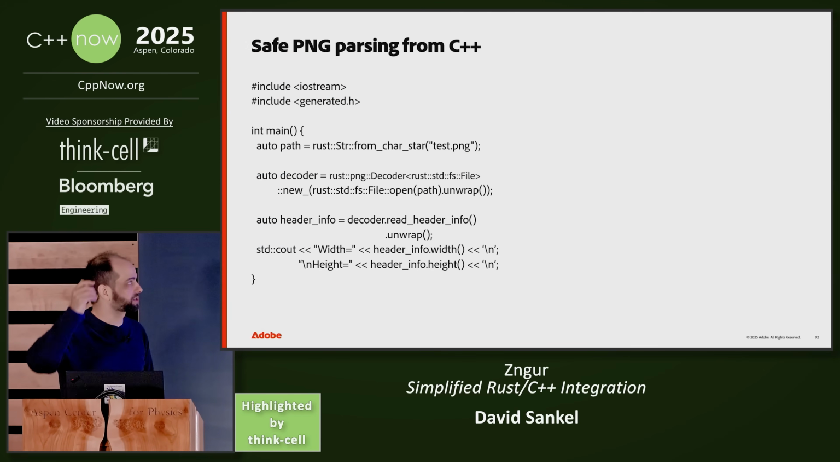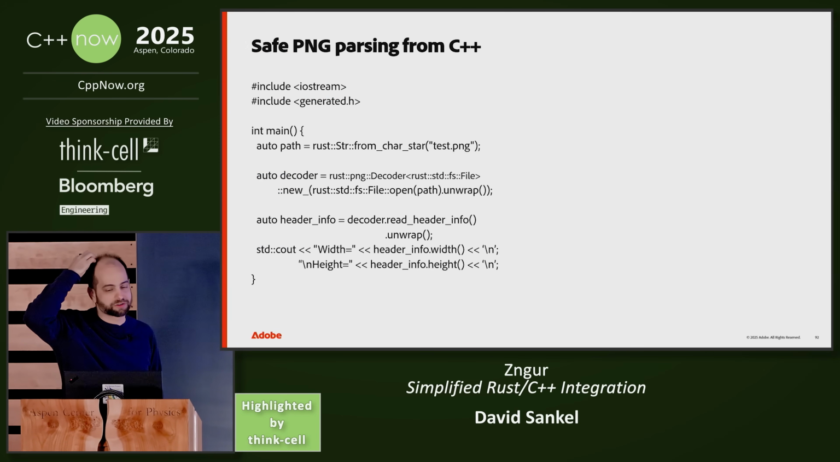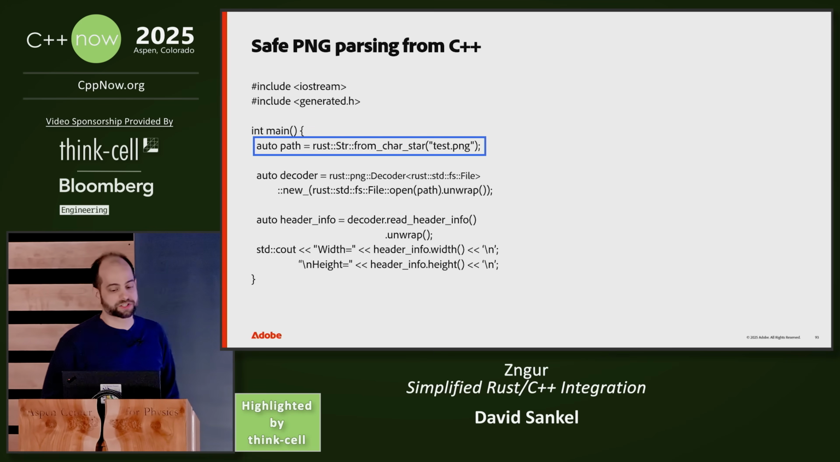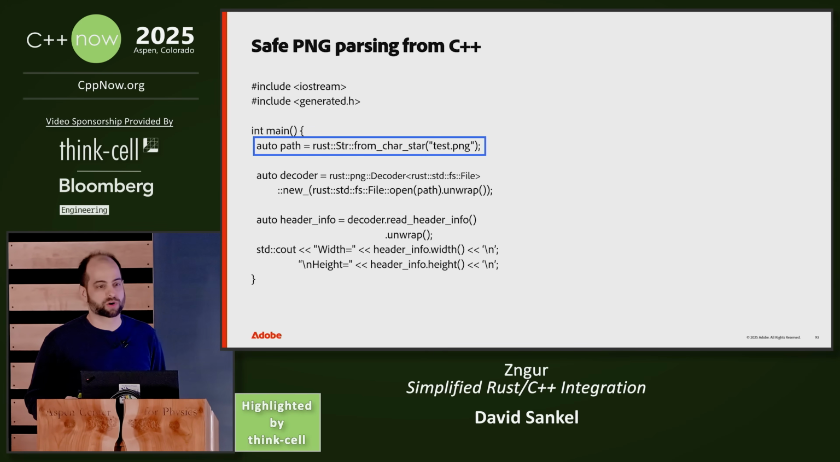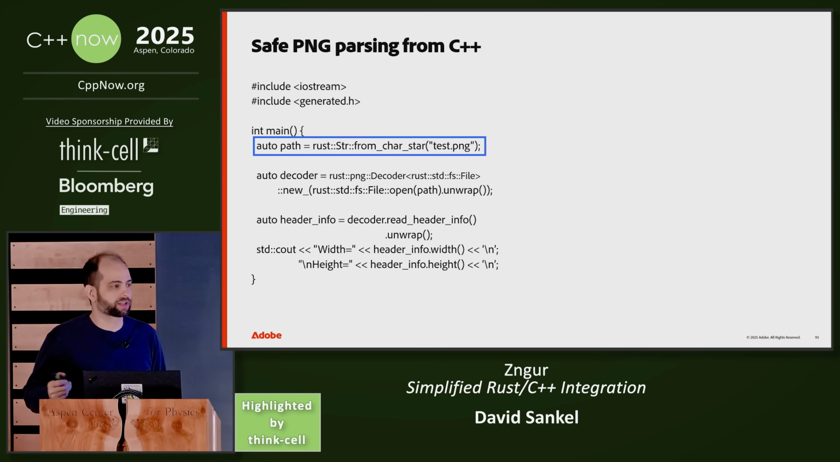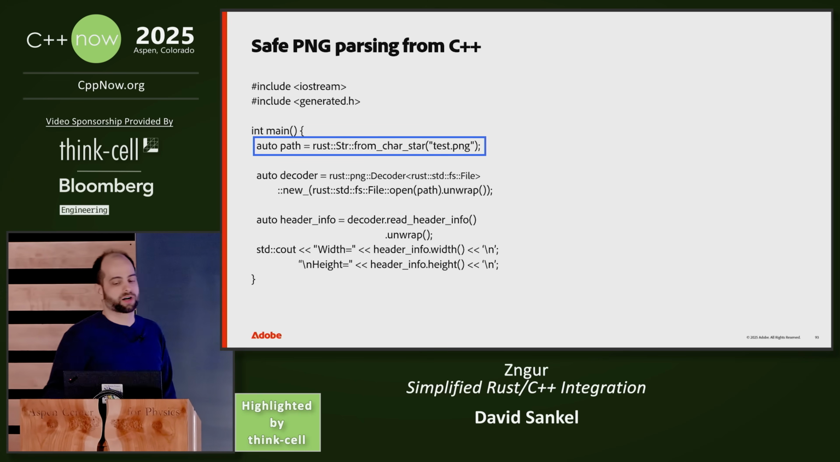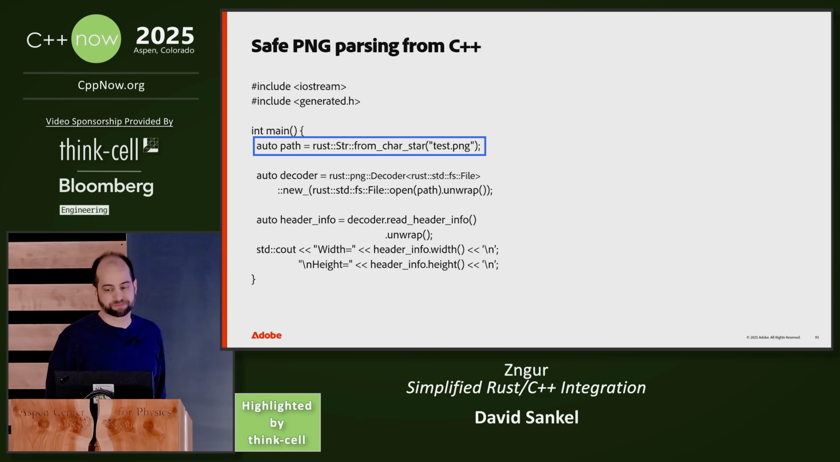So here's what the C++ code looks like for using that. The first thing that we do is we create a Rust str, which is like the Rust representation of a string. And this is just our file path test.png.